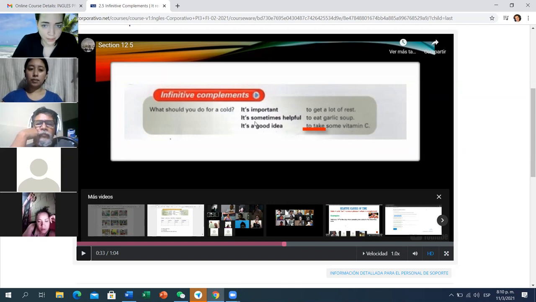Ojo, no es que esto se lo va a memorizar gramaticalmente. Esto es como algo que se les está dando como un conocimiento, pero que sepa que la palabra to va a ir acompañada siempre en los infinitivos, va a ir acompañada de un verbo, not conjugation.